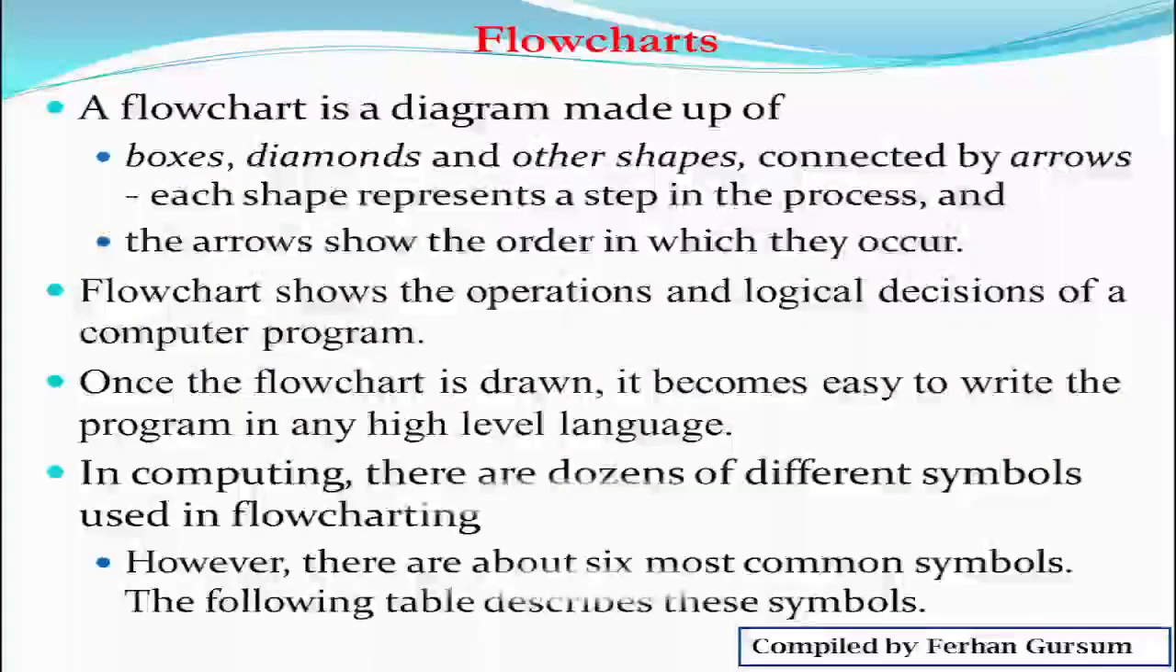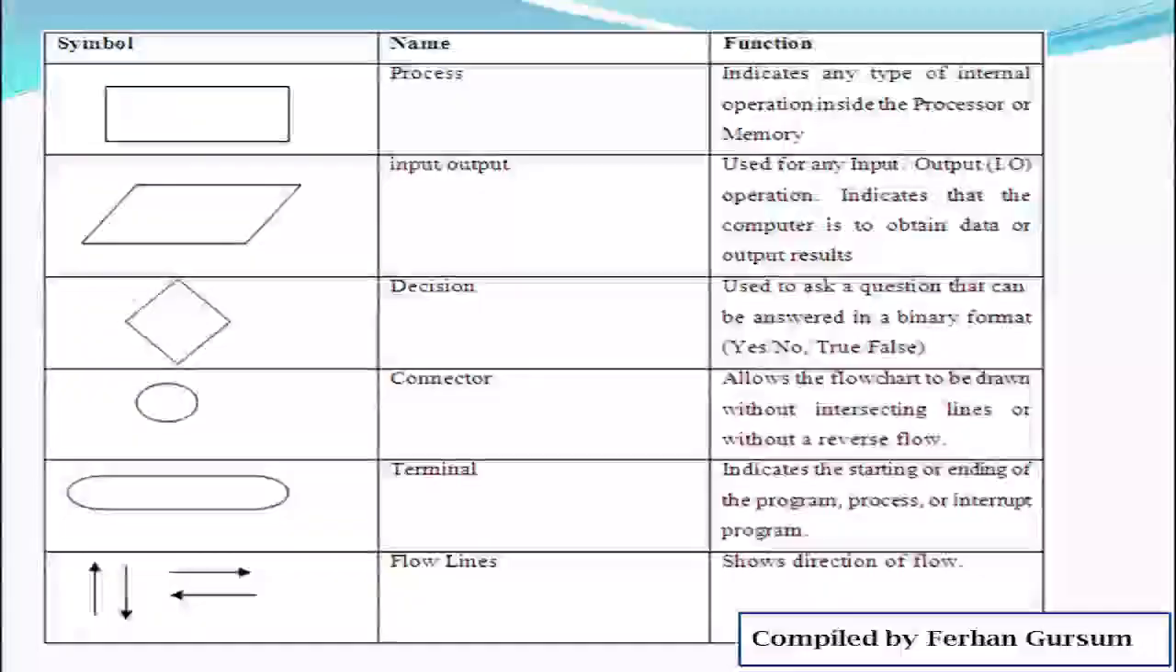In computing, there are dozens of different symbols used in flowcharting. However, there are about 6 most common symbols. For example, you can see those symbols on slide 26 of chapter 1. Okay, those 6 are, namely, process. It has a rectangle symbol. The function of process is to indicate any type of internal operation inside the processor or memory. This is the function of process.